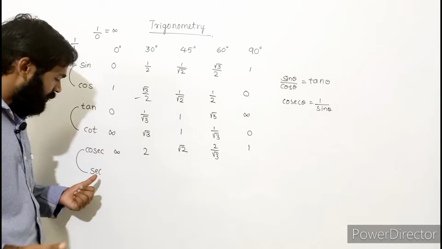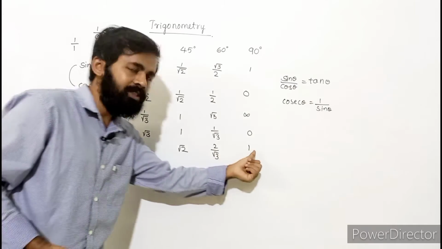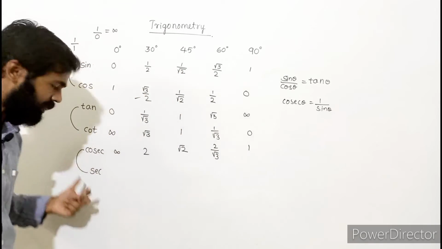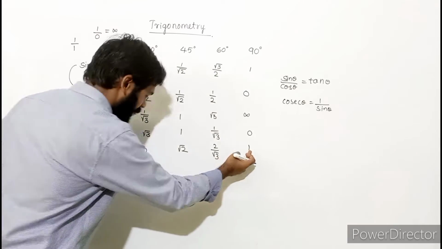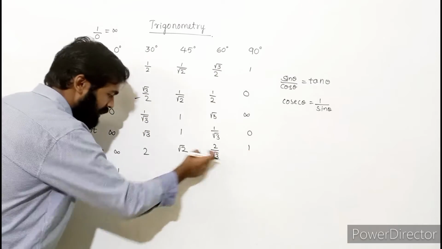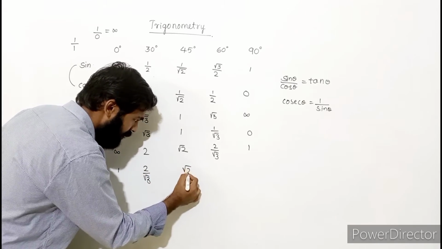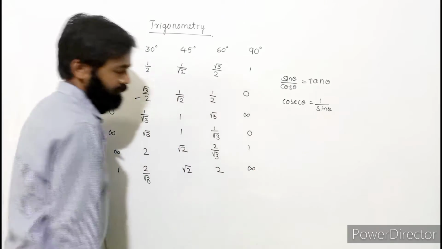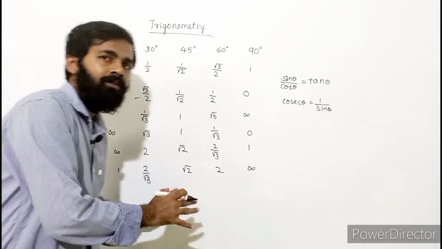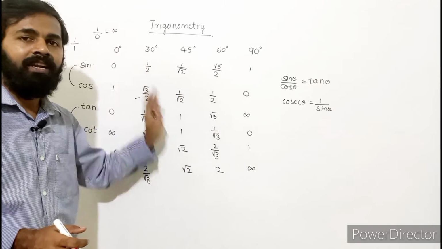How to write sec? Either you can write sec as the reciprocal of cos, or you can just reverse this order, because cosec and sec are complementary ratios. I'll write 1 here, then 2 by root 3, then root 2, then 2, and infinity here. Now these are the values of the 6 trigonometric ratios for the standard angles.